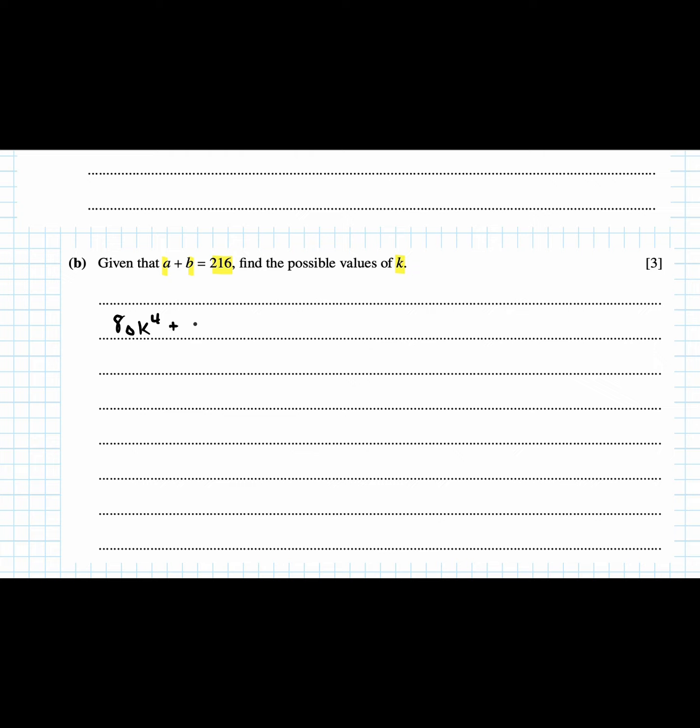So we'll simply put in our values there. 80k to the power of 4 plus 24k squared is equal to 216. And now simplify it down. Pretty sure we can divide by 8. So we'll get 10k to the power of 4 plus 3k squared minus 27. So from here, we will factorize our equation. So 10k to the power of 4, so we're going to have like 5k squared and 2k squared. And then 27 is 9 times 3. So it fits in nicely.